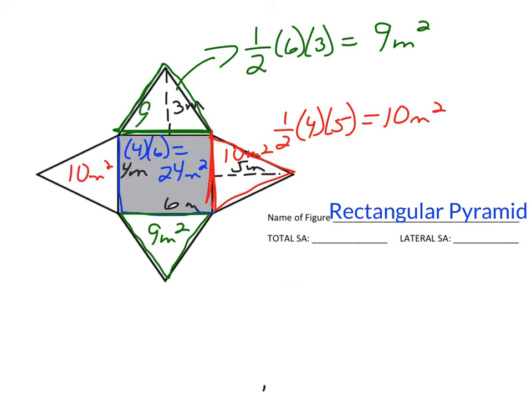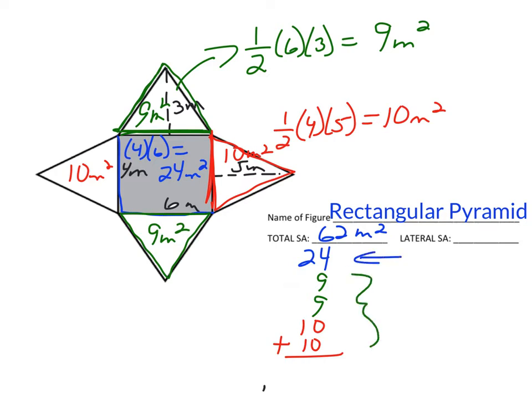So that means we have all the sections that we need to get our total. So we get a grand total when we add those up of 62 square meters. Now the lateral, remember, we don't count this 24. We just count these 4 because it's the petals of all of them.